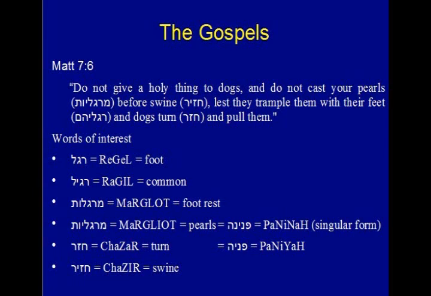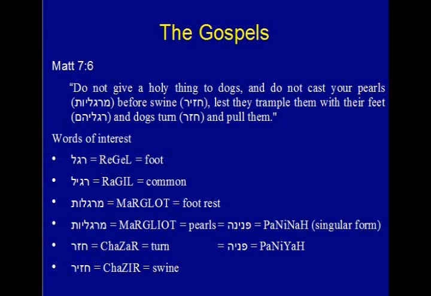So that's another example of where you've got this very precious, expensive thing that's been given a name that's identically opposite to what it really is. And he uses it as a symbol multiple times for exactly that same concept. Now, I've written the words for pig and turn down here. You can see they're almost the same word. Chazar and chazir. Chazar means to turn in Hebrew. Chazir is how you say pig.